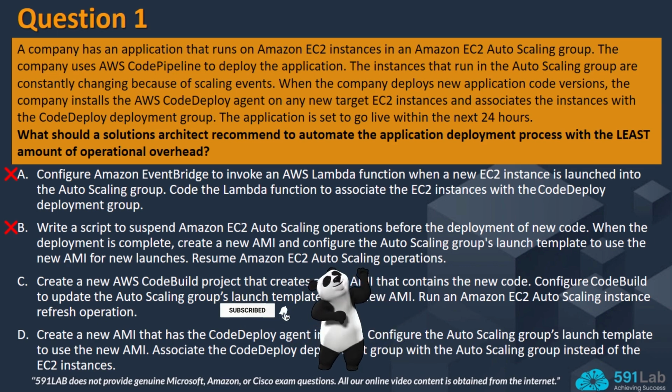Option D. Create a new AMI that has a CodeDeploy agent installed. Configure the Auto Scaling group launch template to use the new AMI. Associate the CodeDeploy deployment group with the Auto Scaling group instead of EC2 instances. This option involves creating a new AMI with the CodeDeploy agent pre-installed, updating the launch template to use the new AMI, and associating the CodeDeploy deployment group directly with the Auto Scaling group. This approach eliminates the need to install the CodeDeploy agent manually on new instances and simplifies the deployment process.